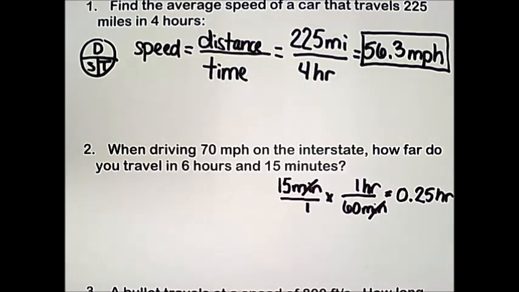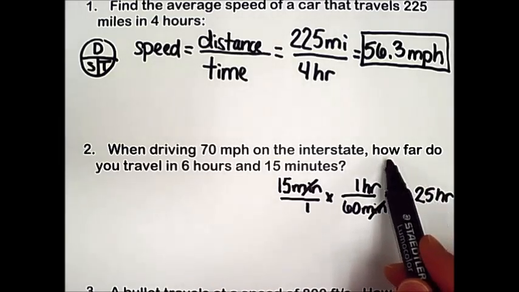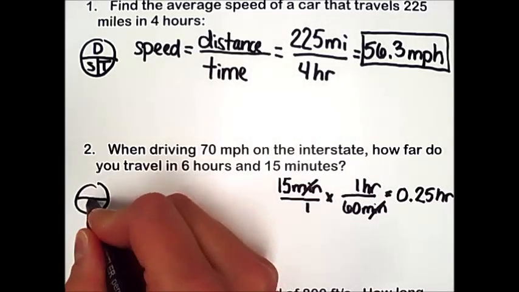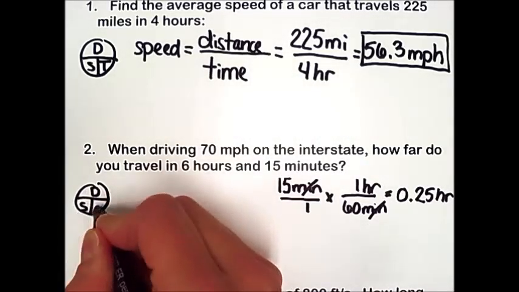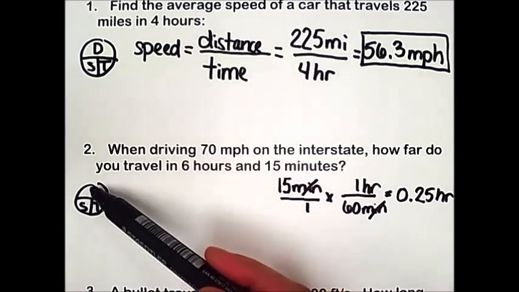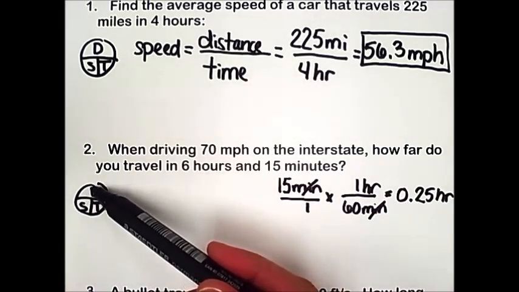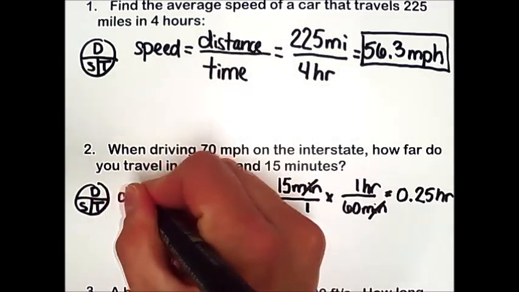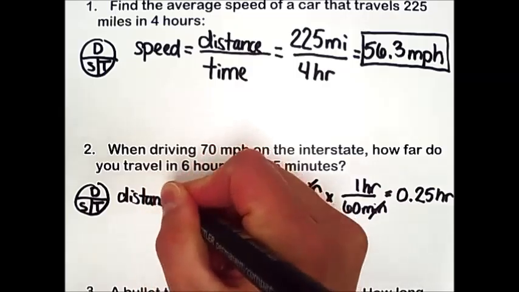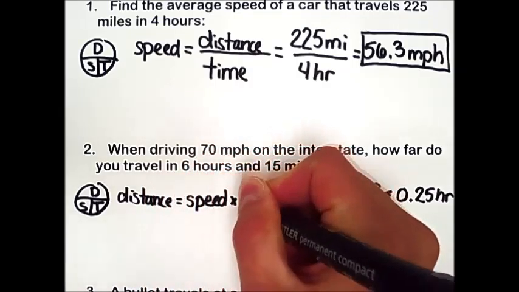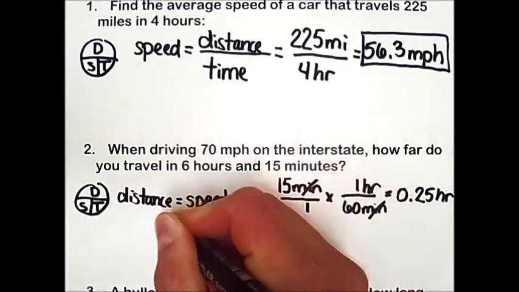So now the next thing that we need to do is figure out what equation we have to use to solve for how far we are traveling. So again, we will look at the distance, speed, time formula wheel, and now we're trying to find the distance, so we cover that up. We're left with speed times time. So distance is equal to speed multiplied by time.